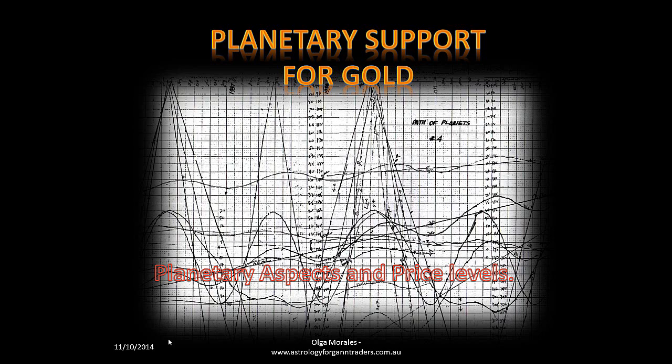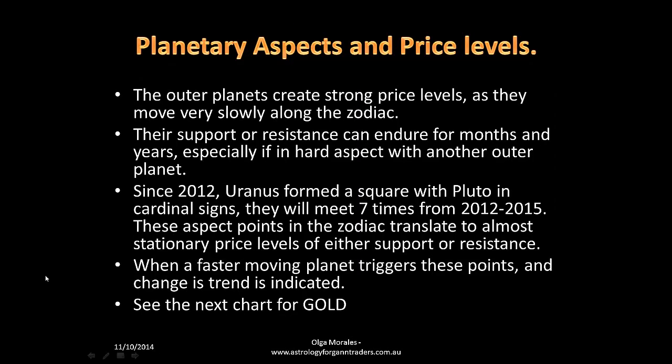Let's have a look at an introduction to how planetary aspects influence price levels. The outer planets create strong price levels as they move very slowly along the zodiac. Their support or resistance can endure for months and even years, especially if in hard aspect with one another or another outer planet. Since 2012, Uranus has formed a square with Pluto in the cardinal signs. They will meet 7 times from 2012 to 2015. These aspect points in the zodiac translate to almost stationary price levels for either support or resistance. When a faster moving planet triggers these points, a change in trend is indicated.